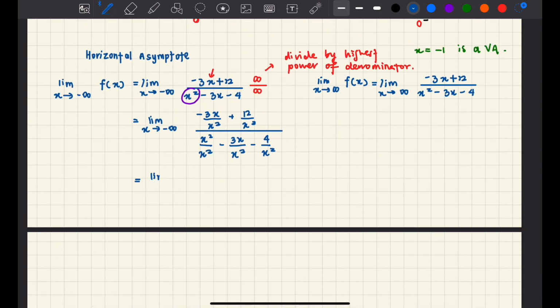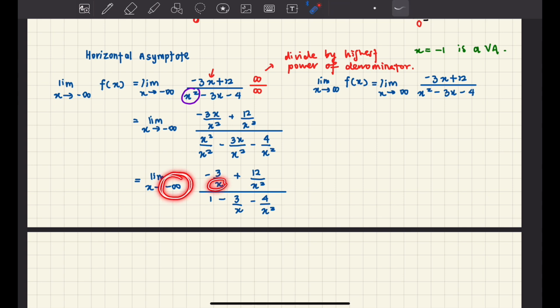So we still have the limit as x approaches negative infinity, and our numerator has become negative 3 over x plus 12 over x squared. Our denominator has become 1 minus 3 over x minus 4 over x squared. Now that we have simplified this, what's left for us is to substitute negative infinity into all the x's that we have.